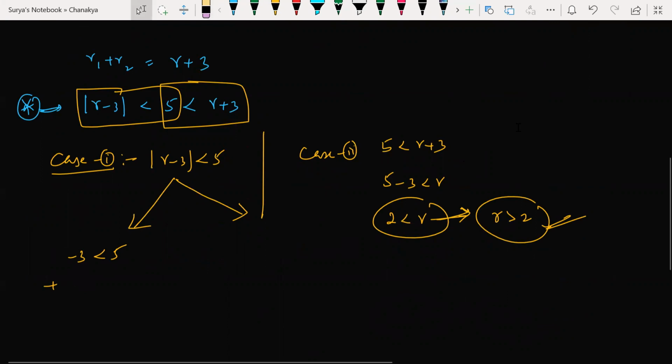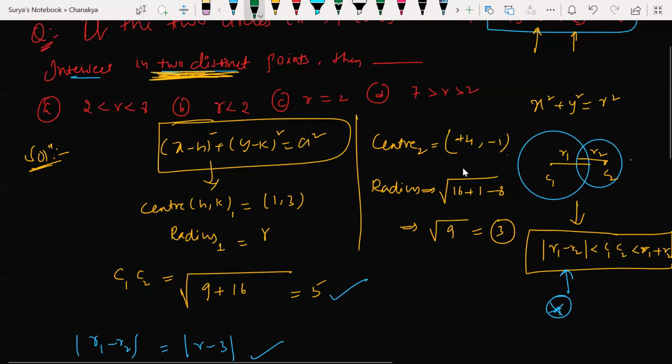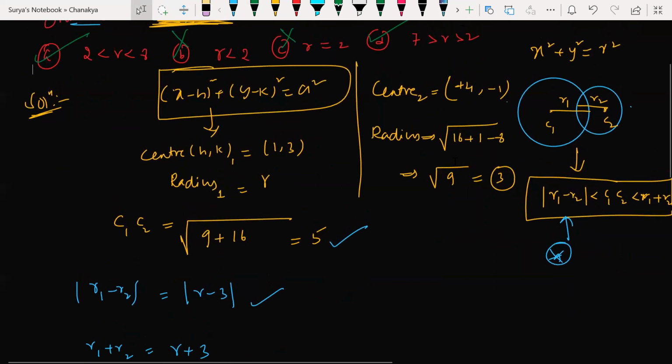Like, you know, I'm done with the answer. No, R greater than 2 here. Find out the answer. R greater than 2, so option B is deleted. Option C is deleted. It could be either option D or option A. Check it. Either A or D. Options B and C got deleted. There is no possibility of getting B and C. Am I correct?